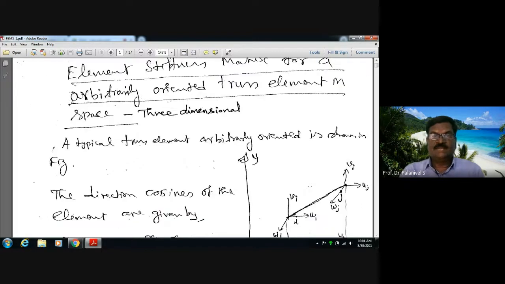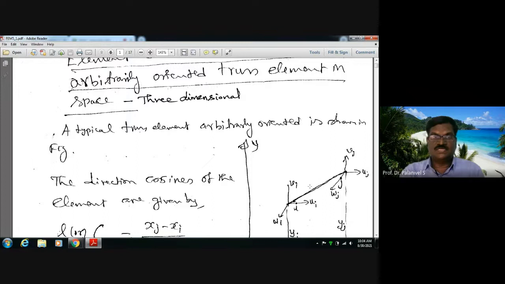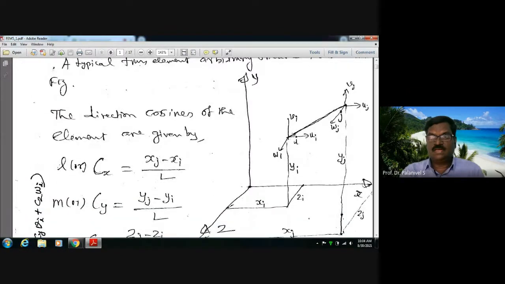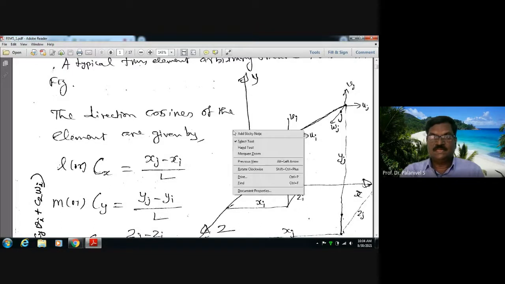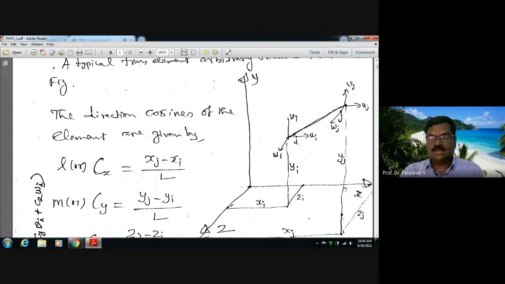A typical truss element arbitrarily oriented in space is shown in the figure. So I have a truss element which is arbitrarily oriented. Just imagine what is shown here is the corner of your room. One corner is the x-axis, then the y-axis, and the positive z-axis is here. How? You have to take a right-handed threaded screw, keep it here, and turn it from x to y. The direction in which the screw moves represents the positive z direction.